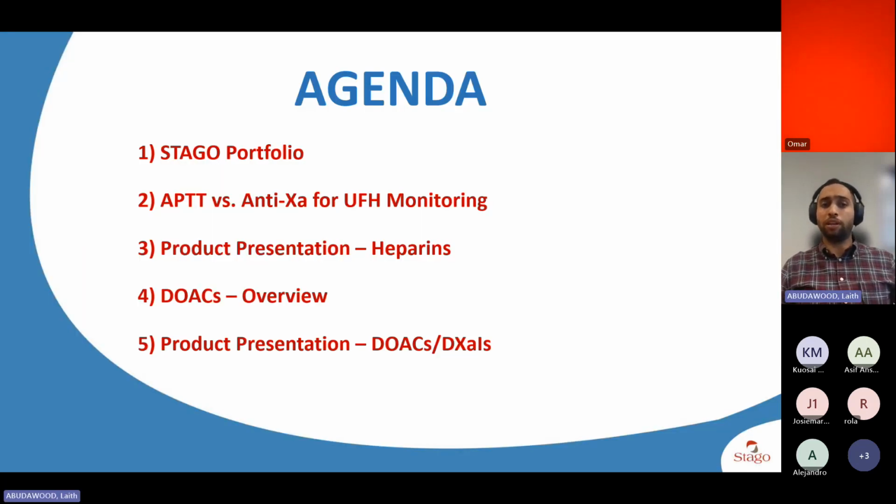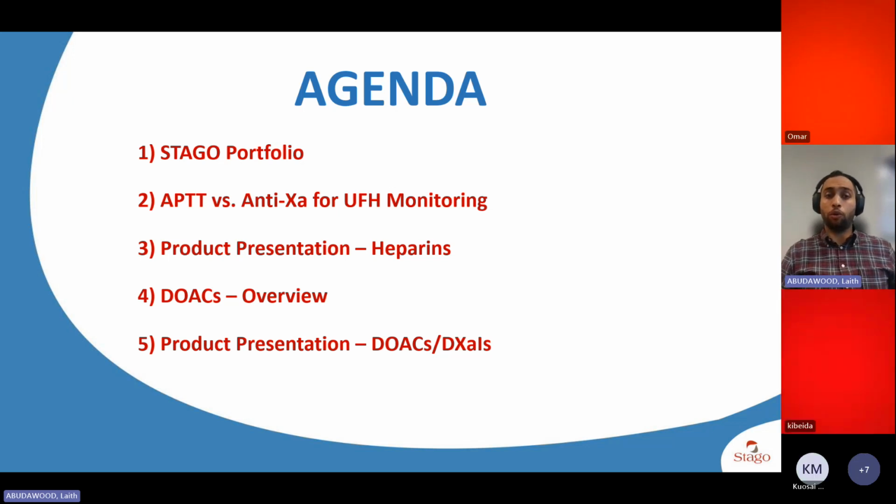And for today's agenda, we have the following. We will cover quickly the Stago portfolio, our offer for anticoagulant monitoring. Then we will go over APTT versus antitin A. Why are we switching to antitin A, especially for unfractionated heparin? Or actually, it's only for unfractionated heparin in this case. Then we will go quickly over the product itself. What are its features? What's special about it? Then we will go over a quick overview of direct oral anticoagulants. Then we will go over the product itself and its features in terms of direct oral anticoagulants monitoring, or specifically direct TNA inhibitors.